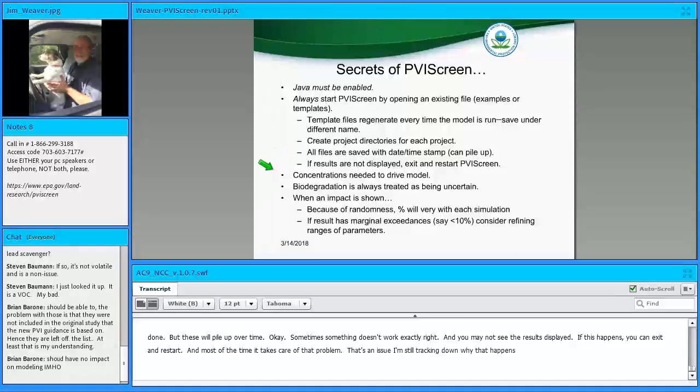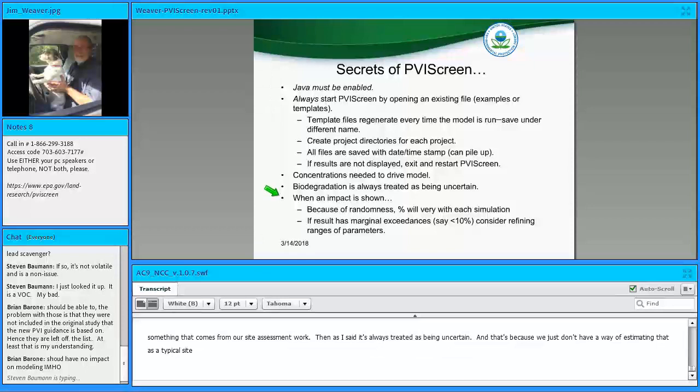Okay, as I've kind of implied and emphasized, concentrations and data are needed to drive the model. So this is pretty much unlike the situation that the Denver Post reported on. We don't have a hypothetical concentration we're starting with. We need to be starting with something that comes from our site assessment work. Then, as I said, biodegradation is always treated as being uncertain. And that's because we just don't have a way of estimating that at a typical loss site.